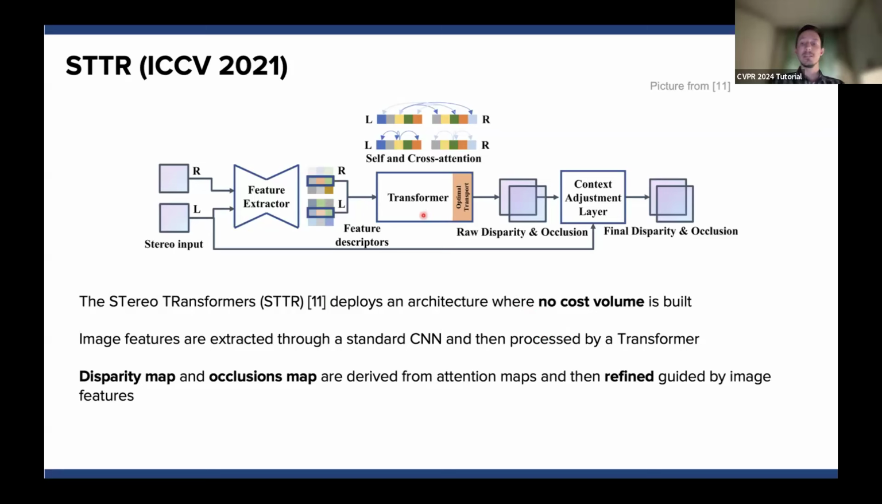This transformer is basically implemented as a sequence of self-attention and cross-attention layers that we will see in a while. And given the attention maps extracted from the transformer, we can estimate both the matching between the left and the right features, as well as some kind of occlusion map, in particular for those pixels or tokens for which a strongly similar candidate cannot be found across the entire search range.